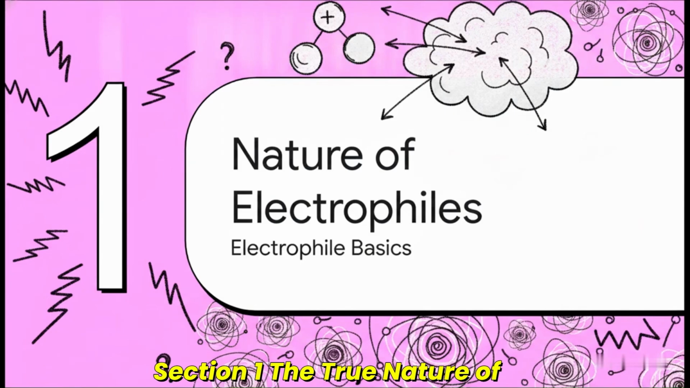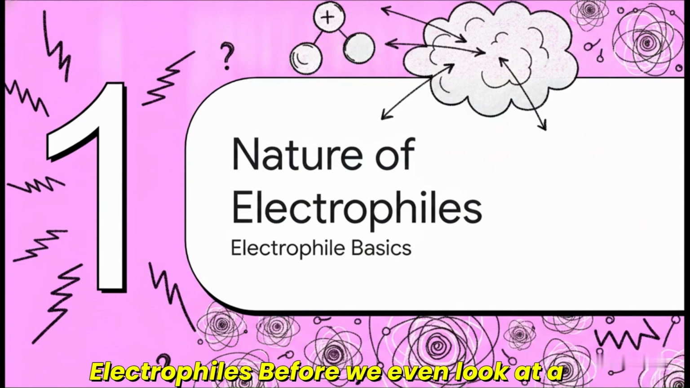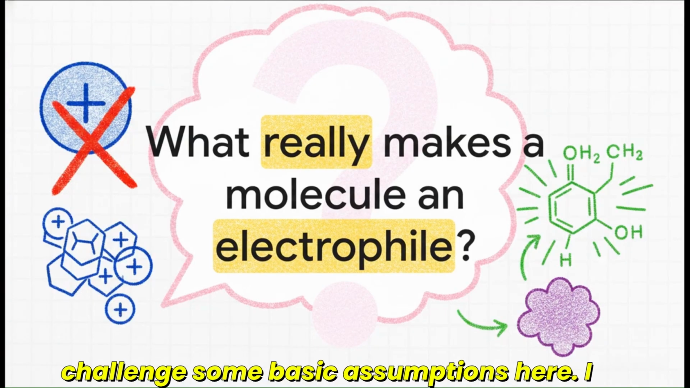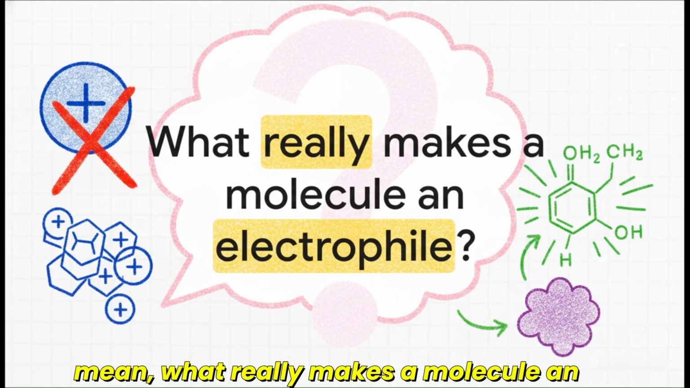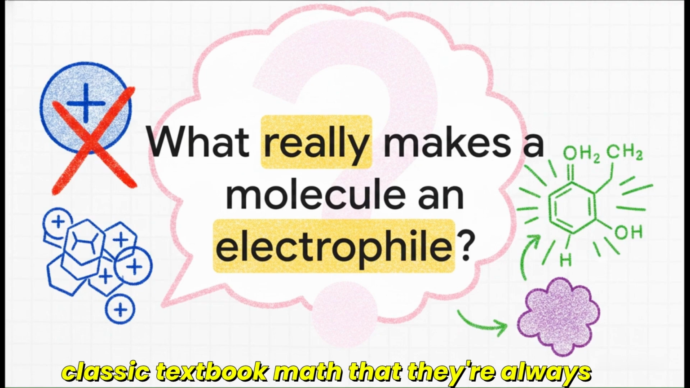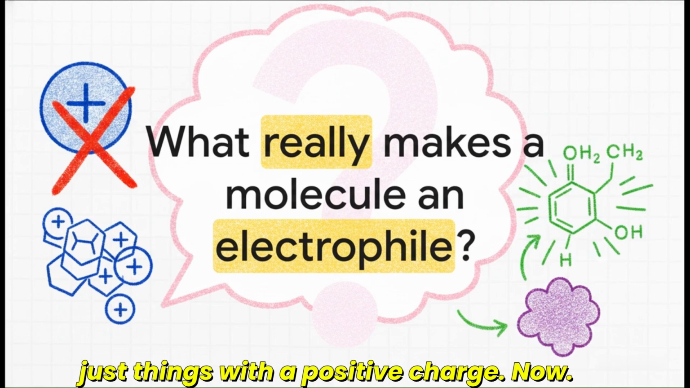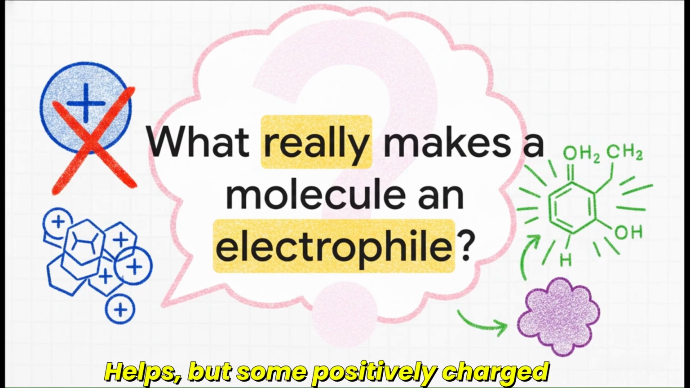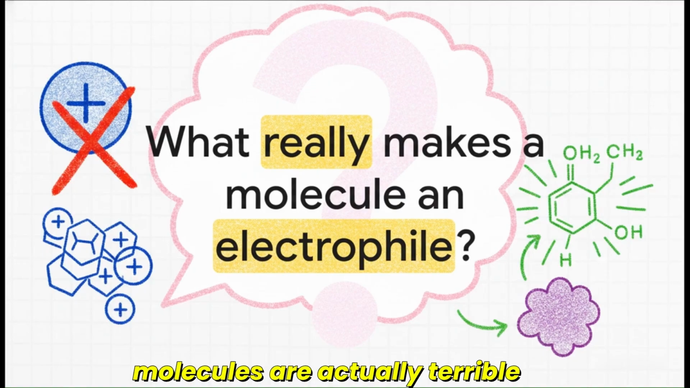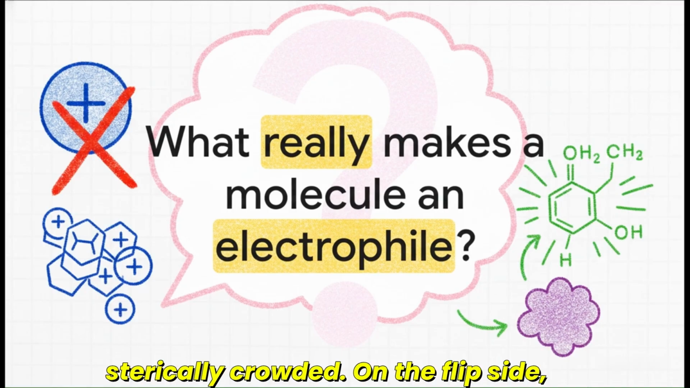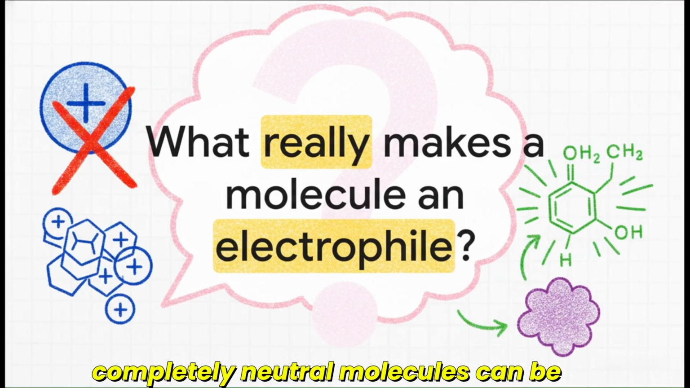Section 1. The true nature of electrophiles. Before we even look at a single reaction, we really need to challenge some basic assumptions here. What really makes a molecule an electrophile? It's time to bust that classic textbook myth that they're always just things with a positive charge. Now sure, a positive charge definitely helps, but some positively charged molecules are actually terrible electrophiles because they're way too sterically crowded. On the flip side, completely neutral molecules can be incredibly powerful.